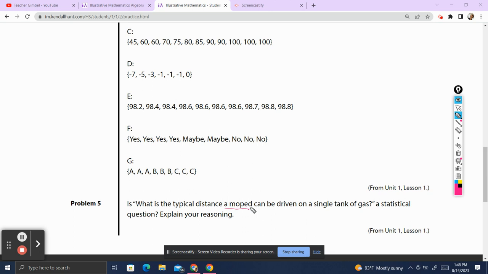And the reason for it being a valid statistical question is just that. The typical distance a moped can be driven on a single tank of gas is a statistical question because the answer changes each time, or can change each time.